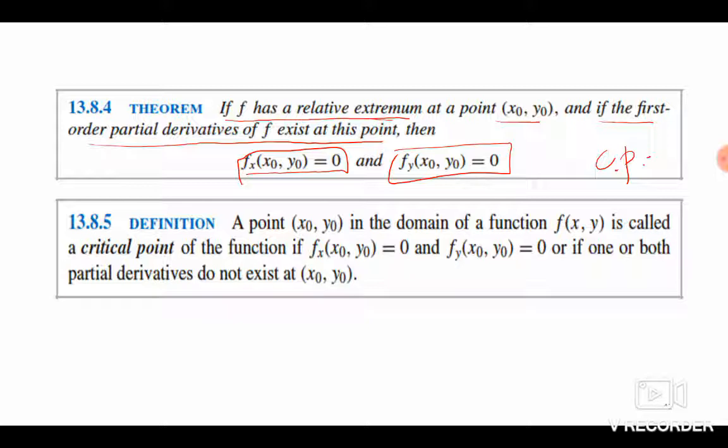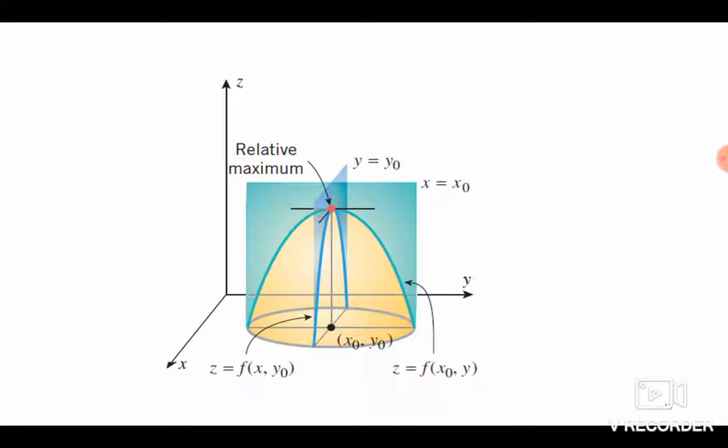So the definition says that a point x0, y0 in the domain of a function is called a critical point if either the first partial derivative does not exist at that point, or, if it exists, it is 0. Just like our function of one variable, a critical point is a point at which the first derivative does not exist. If it exists, it is 0. Right? Fine.